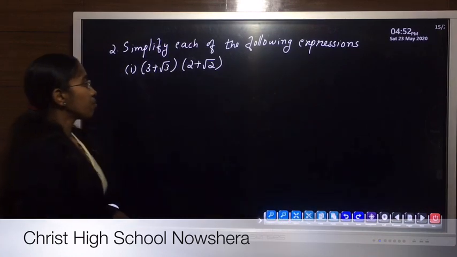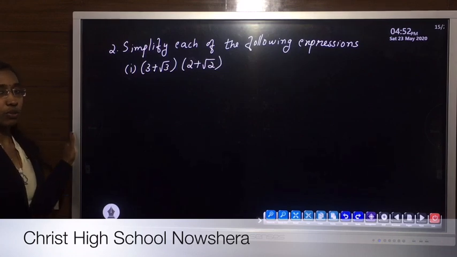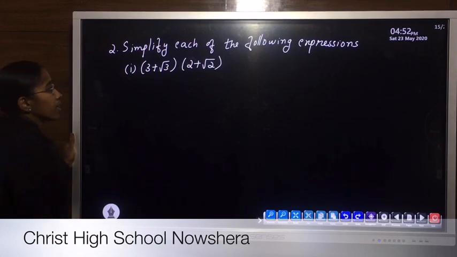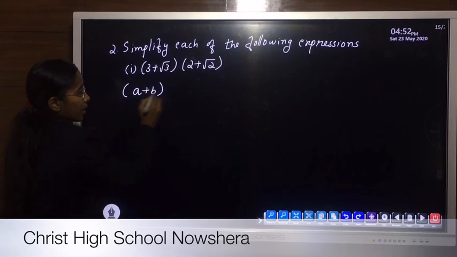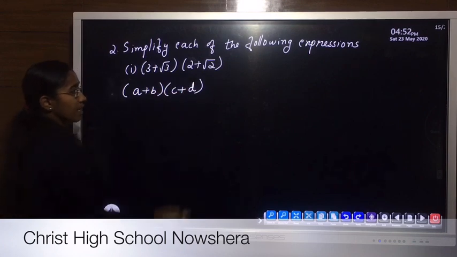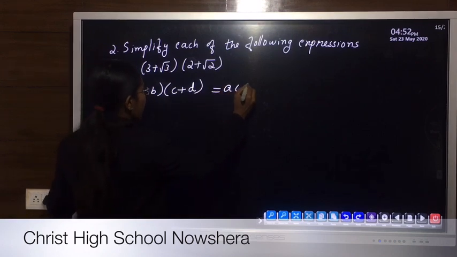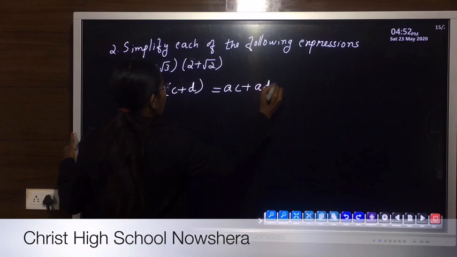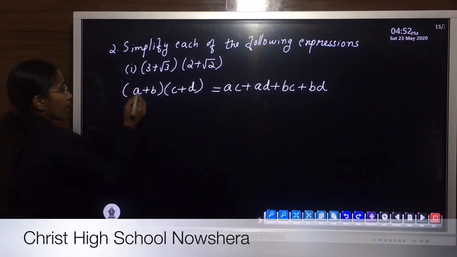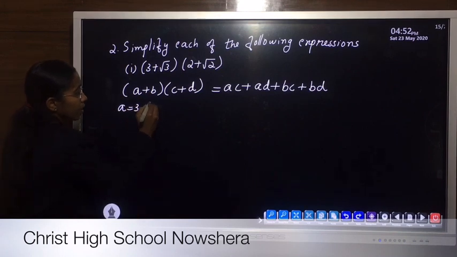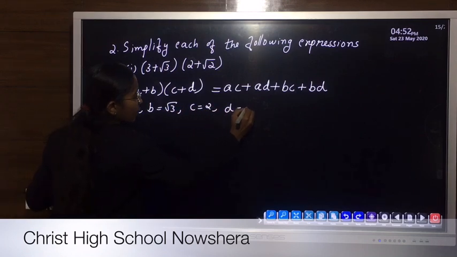Second question. Simplify each of the following expressions. First part, 3 plus root 3 into 2 plus root 2. This is in the form of a plus b into c plus d form. What is a plus b into c plus d? A plus b into c plus d equal to ac plus ad plus bc plus bd. This is the equation. Here a is 3, b is root 3, c is 2 and d is equal to root 2.